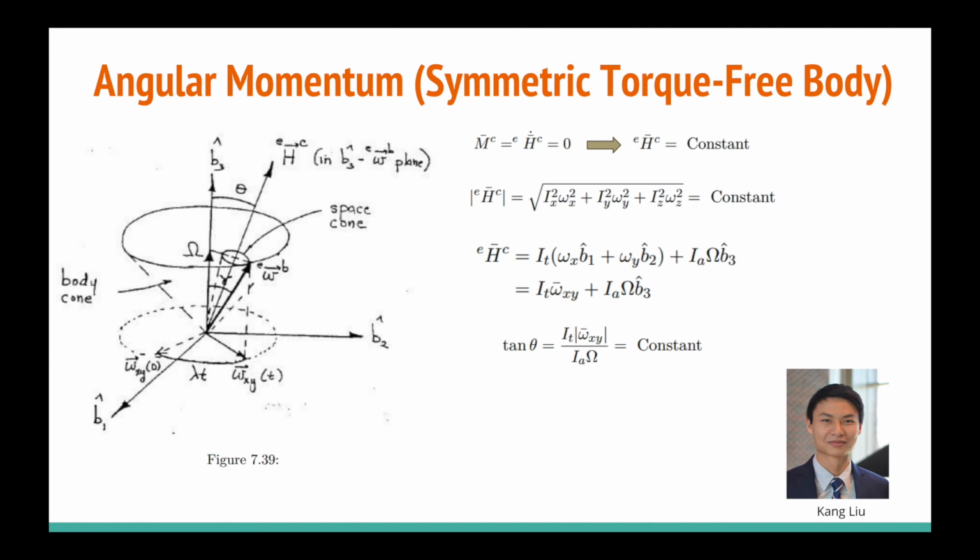By representing the angular momentum in the body frame, we can see it lies in the plane created by omega xy and b3. We can also observe that the angle between angular momentum and the b3 axis is constant.